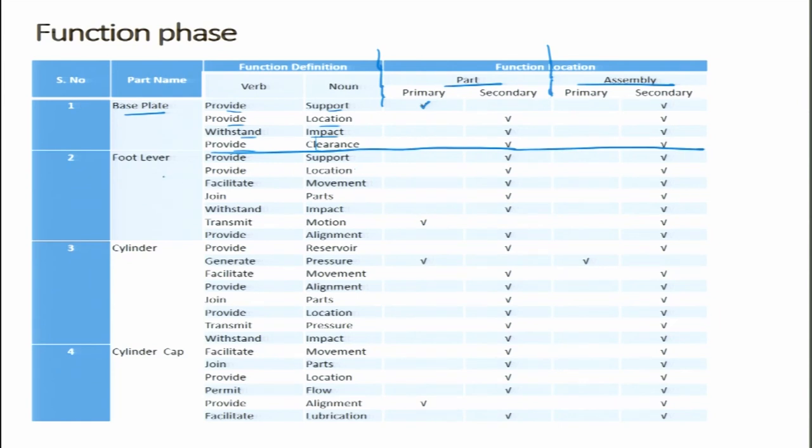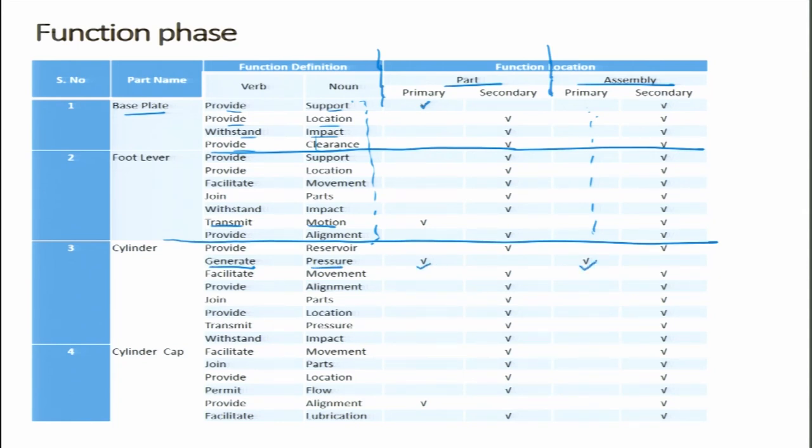Similarly, in foot lever we have transmit motion as the primary function. This is the primary function, all others are secondary functions, and none of these functions are the primary function of the assembly. Now comes the cylinder. One of the functions in cylinder is generate pressure, which is the primary function for the part and also for the assembly.